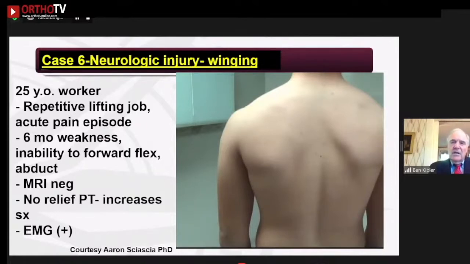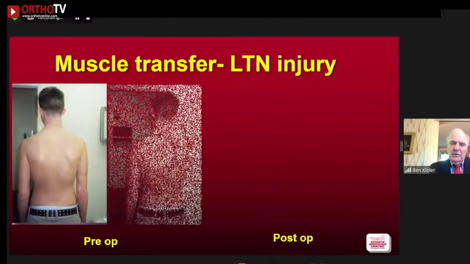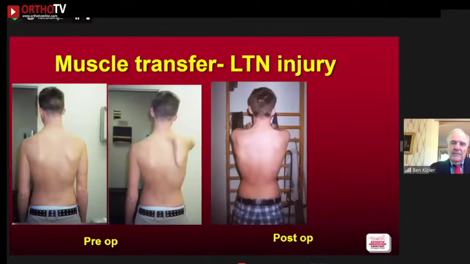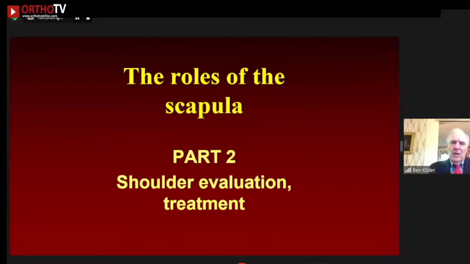So this is an indication that surgery is necessary. And then you have to do your muscle transfers, and this is the results you can get. So examination of the scapula is very helpful when you have problems with a wide variety of shoulder problems.